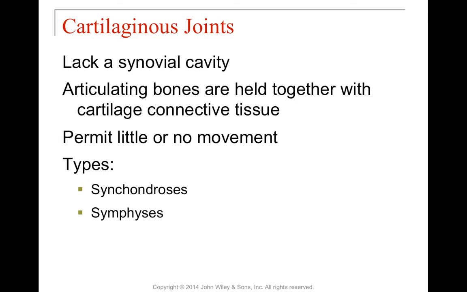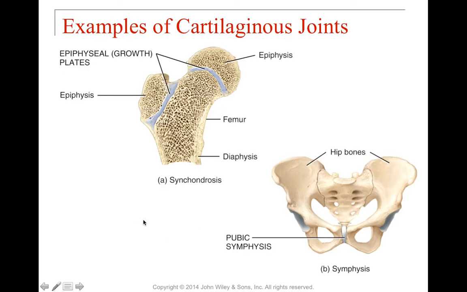Permits a little bit of motion, but not very much motion. Some examples are synchondroses and symphyses. Here's an example here, epiphyses, right? The epiphyses and the diaphyses are separated by that epiphyseal growth plate, and we talked about that when we talked about bone tissue, and that actually is considered to be a joint, right? It's a joint between two different parts of the same bone.